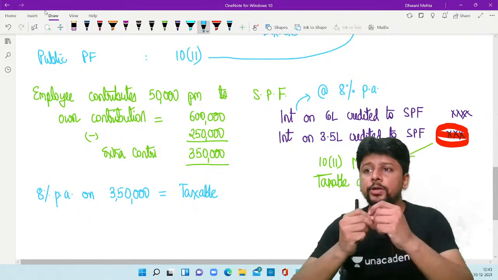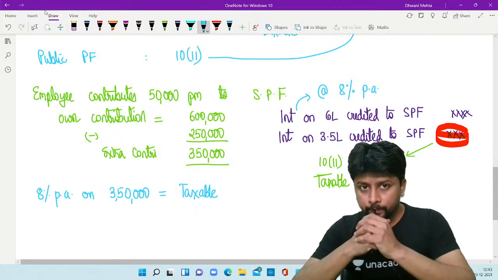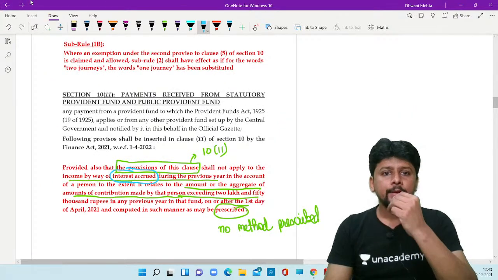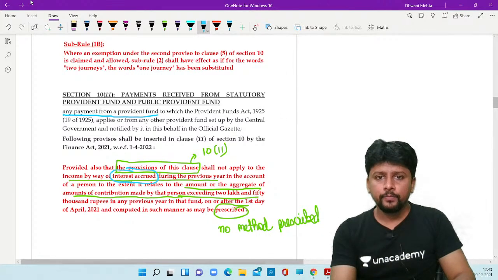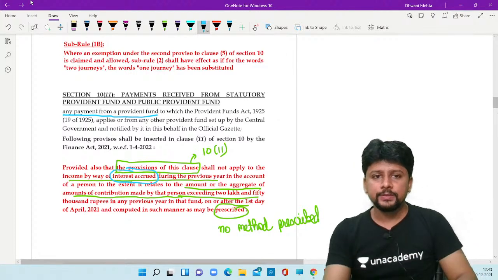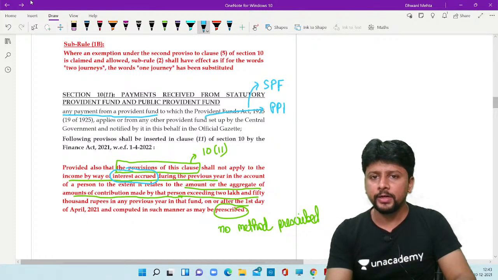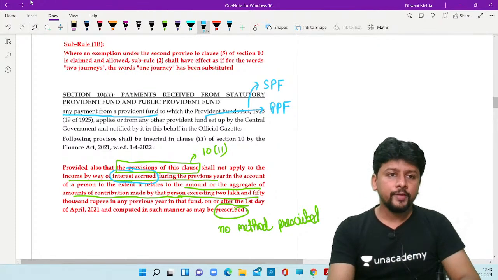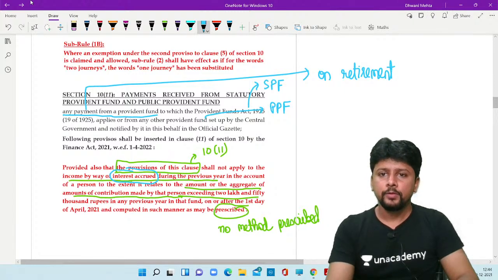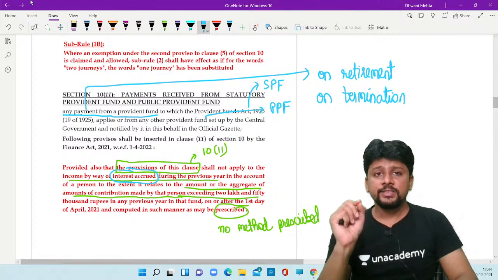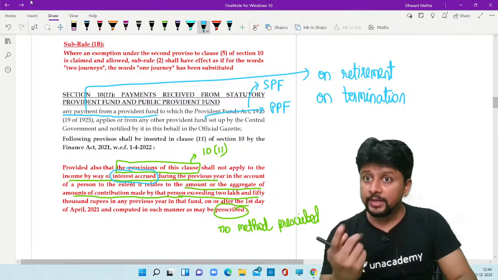Number one, when do you get the exemption under 10(11)? The exemption under 10(11) is for any payment made. Look at the section. Any payment made from a provident fund to which the Provident Fund Act 1925 applies. Provident Fund Act 1925 means statutory provident fund, or any other provident fund set up by the central government and notified in this behalf. This is talking about public provident fund. Any payment from a provident fund. When do you get payment from a provident fund? You get payment from a provident fund on retirement from your job, or when you quit the job, on termination. That means this exemption is availed by an employee when he receives the money.